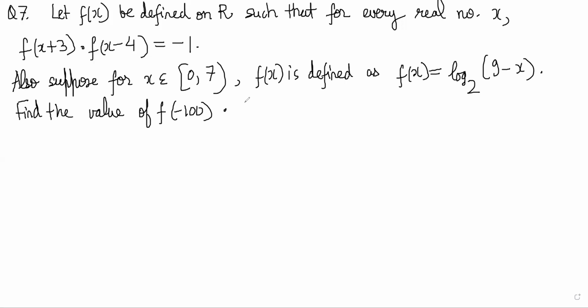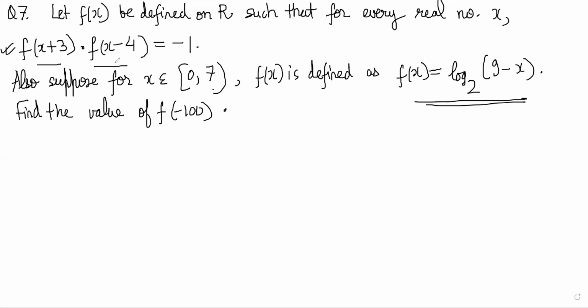However, they have not defined f of x for x belongs to anything beyond 0 to 7. The f of x definition has been given only for x belongs to 0 to 7. And that definition involves this log of base 2 of 9 minus x, right? Now, the condition that they have given, which is true for all real x, is this condition. F of x plus 3 and f of x minus 4 product is equal to minus 1, right?